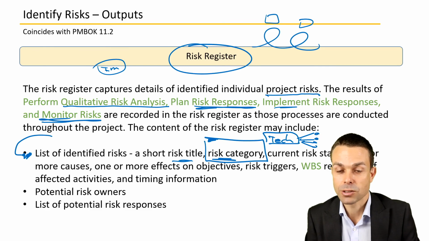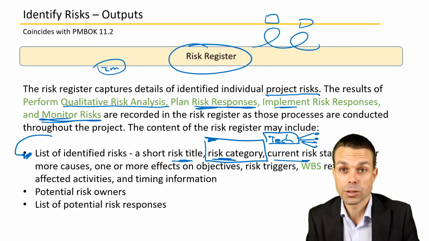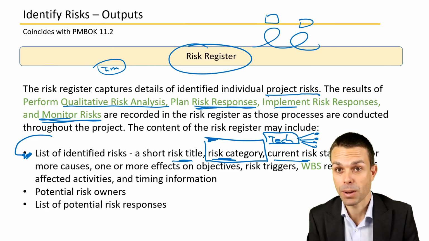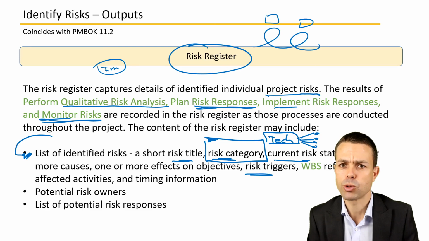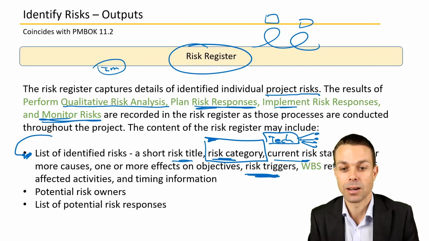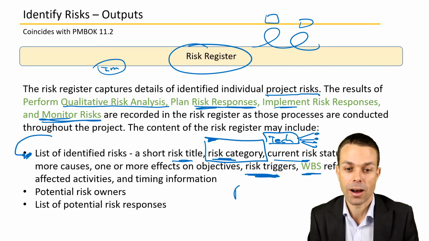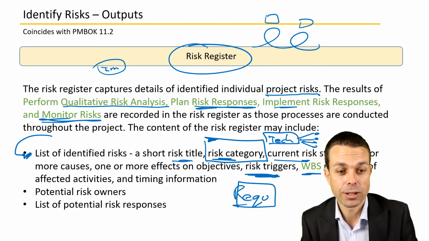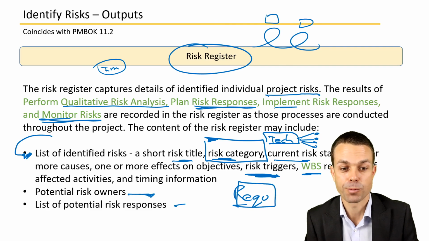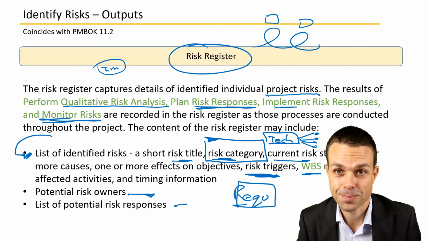Current risk status. So is it open? Is it closed? Is it in progress? One or more causes. So what is the cause of the risk? One or more effects. So does it have a high impact, high probability? What's the trigger for that risk to happen? What causes the risk to happen? And of course, how does it link into the work breakdown structure? So our requirements and our deliverables. Now we'll need to know who owns the risk, the potential risk owners, and our list of potential risk responses.